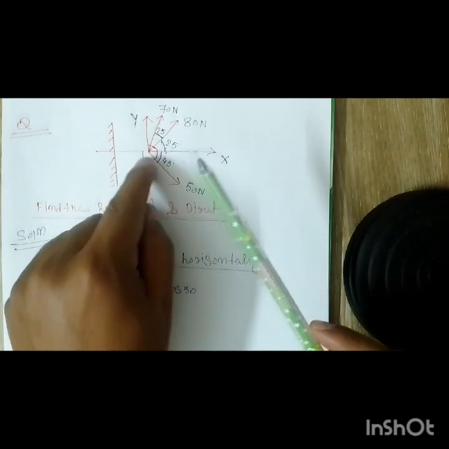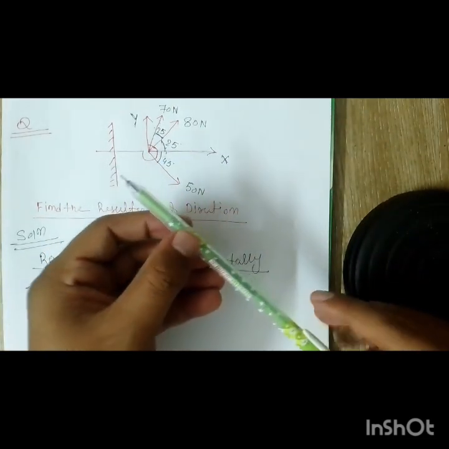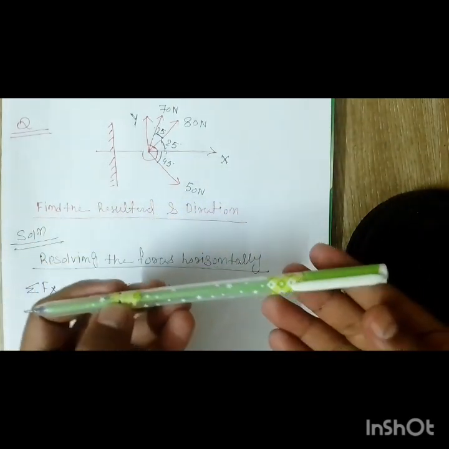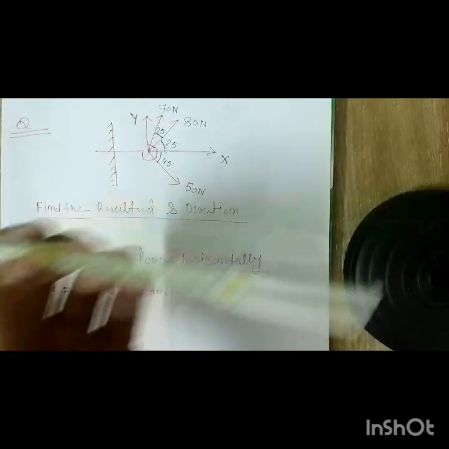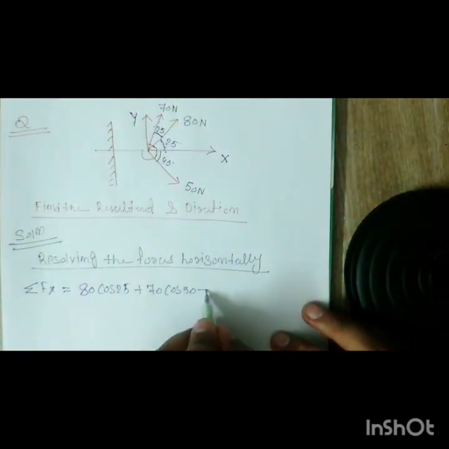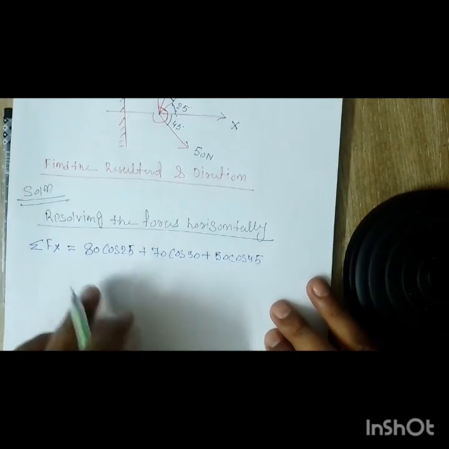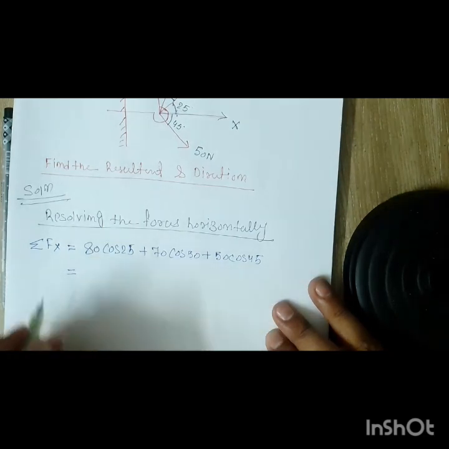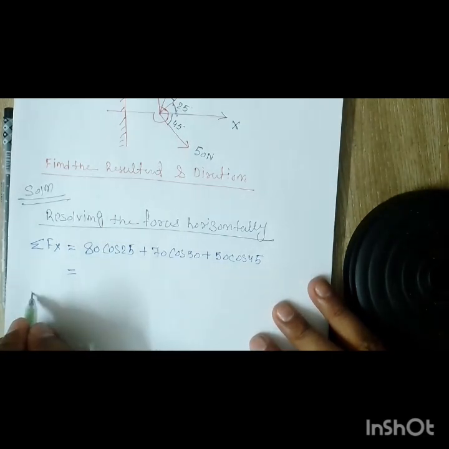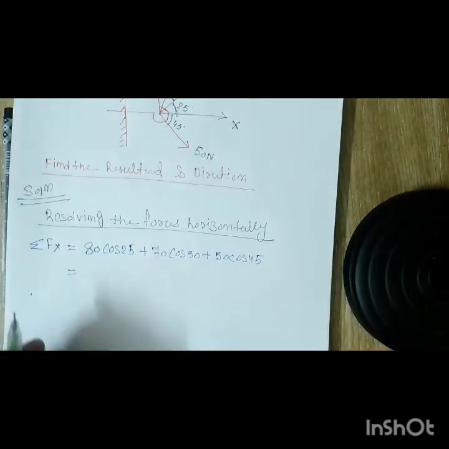And this third force is inclined at 45 degrees to the horizontal, so its horizontal component goes towards the right. That is also positive, so you can say plus 50 cos 45. You can put it in the calculator and get the values. I'll write it later.